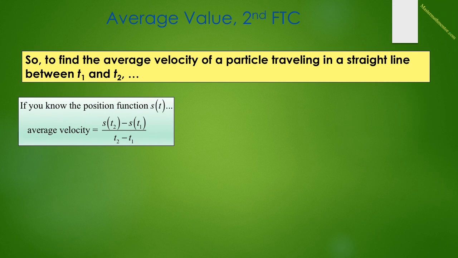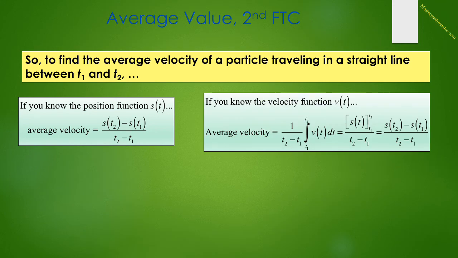If you know the position function s of t, it's easy. The average velocity is s of t2 minus s of t1 over t2 minus t1. If you are given the velocity function, v of t, then we use our average value formula. The average velocity will equal 1 over t2 minus t1 times the integral from t1 to t2 of v of t dt, which is s of t evaluated from t1 to t2 over t2 minus t1, and we get our same answer, s of t2 minus s of t1 over t2 minus t1.